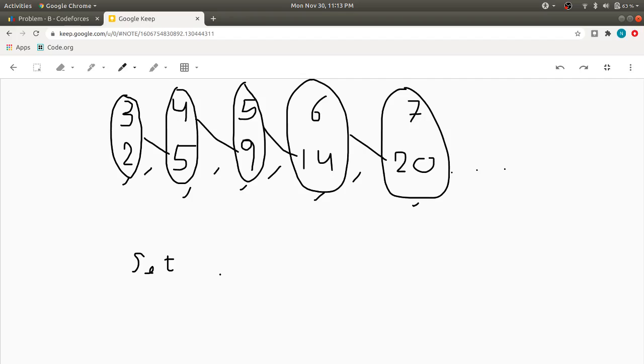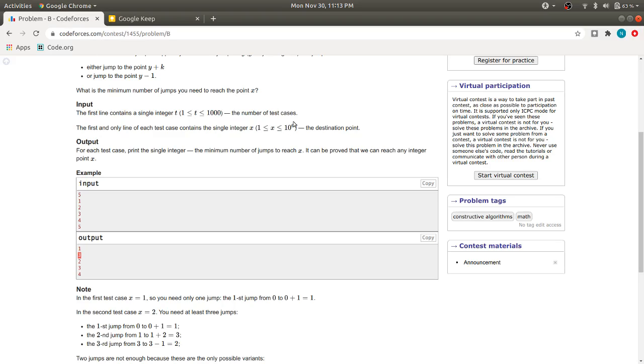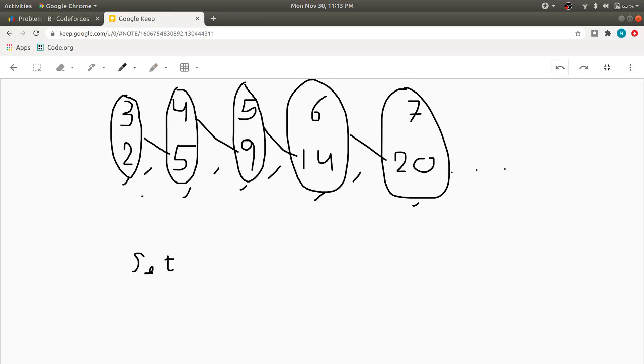So initially I maintain a set, where the maximum value for my x is 10 to the power 6. So I'll just run a loop, and this will do it in the order of n, and I am just going to maintain a set of these values.